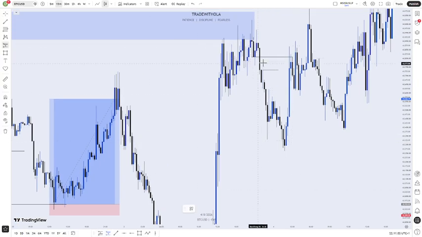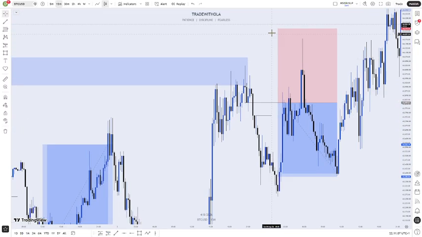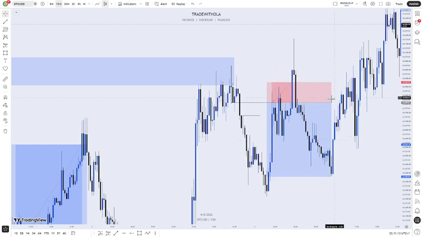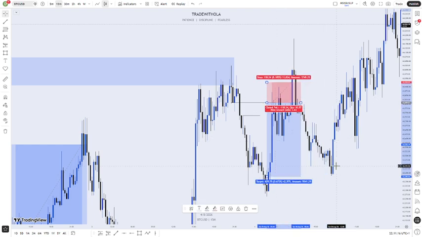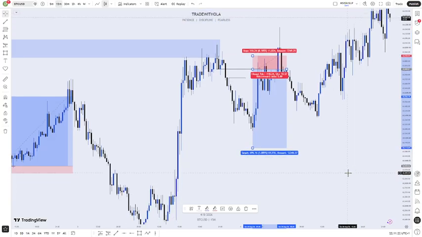I gave this setup here. Price got there, gave some few reactions. So my stop loss would have been around here, this high here. The price got there, gave some few reactions, and then stopped me out. Clean, stopped me out clean.